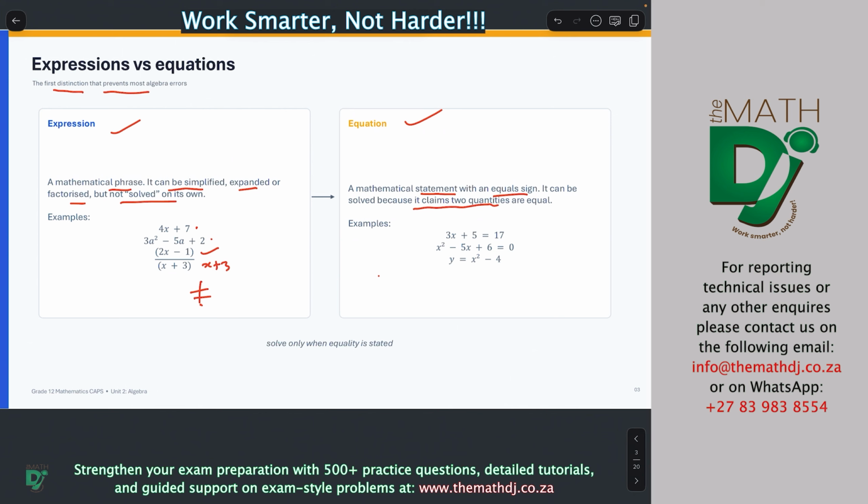For example, you can solve 3x plus 5 is equal to 17. You can say 3x, take 5 to the other side, then it becomes 17 minus 5. Then 3x is equal to 12. Then divide by 3 on both sides, x is equal to 4. So you can solve it, right? This is an example. So solve only when equality is stated, and equality is stated by an equal sign.